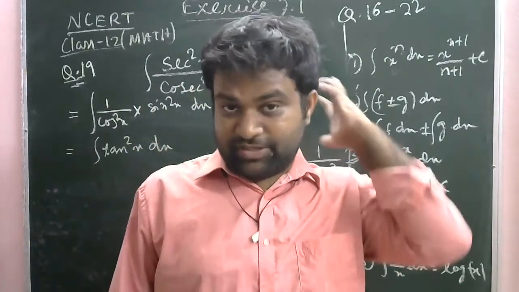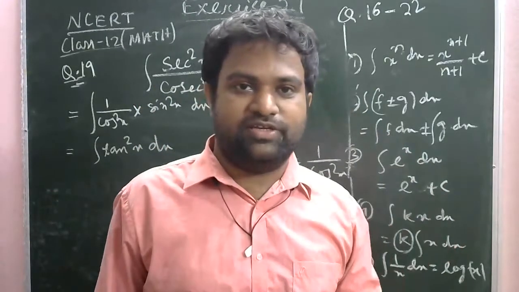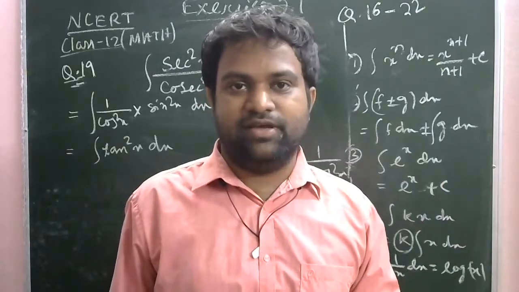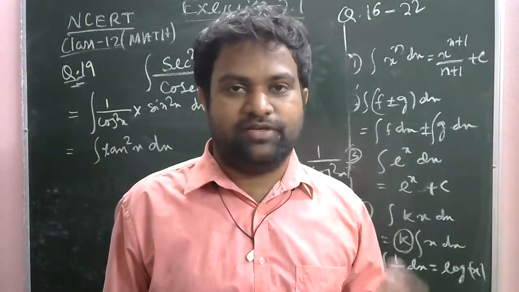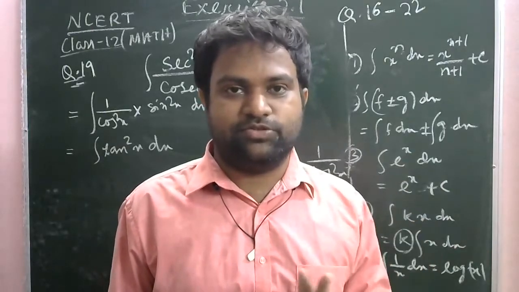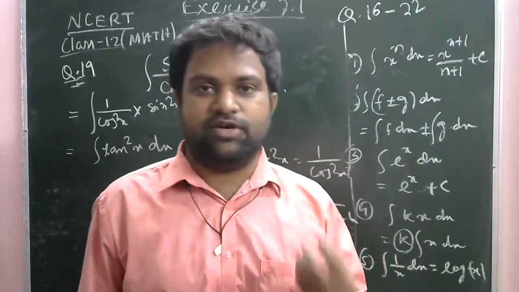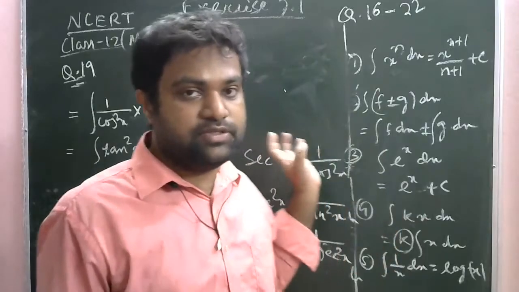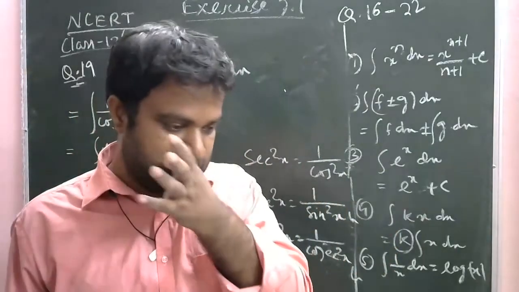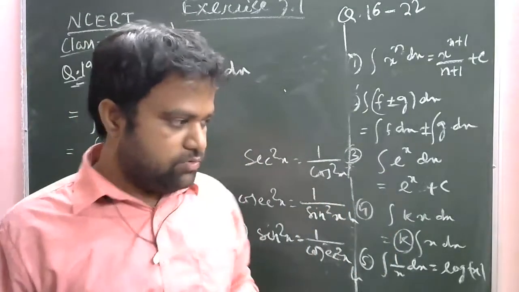Because for tan square x we do not know the integration. We know the integration of tan x. Using substitution you can do it, but in this exercise substitution is banned. Next we will learn how we can use substitution. Now in this exercise we will not use substitution. So what will we do?